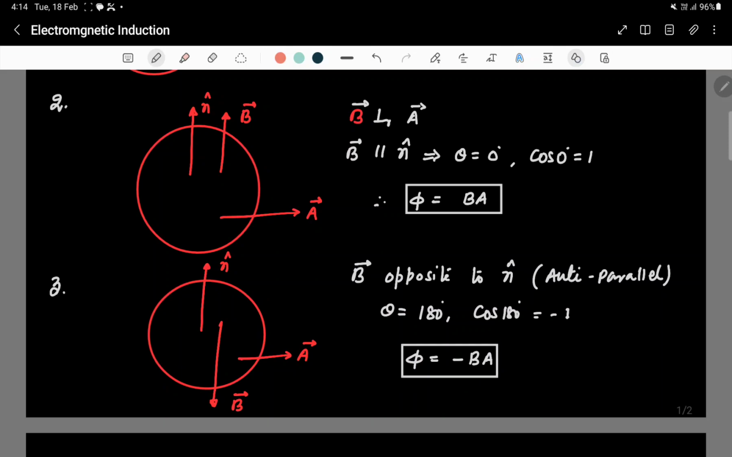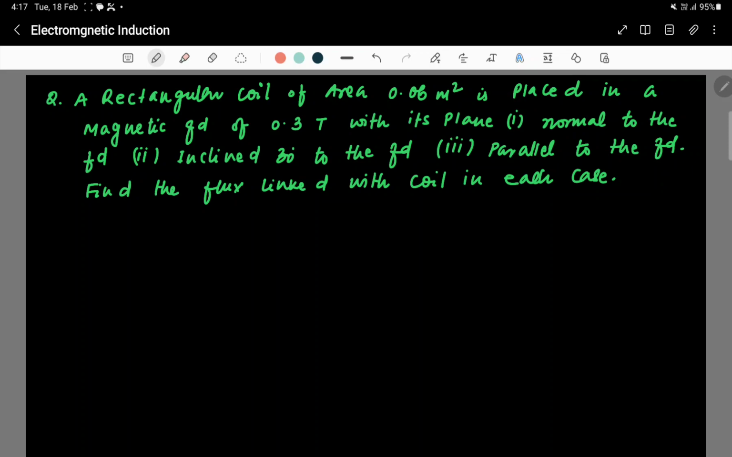See, the question is: a rectangular coil of area how much? A rectangular coil is given, which means what? A rectangular coil means N equal to 1 here. First, the area is how much here? 0.06 meter square. And what is the magnetic field here? 0.3 Tesla.